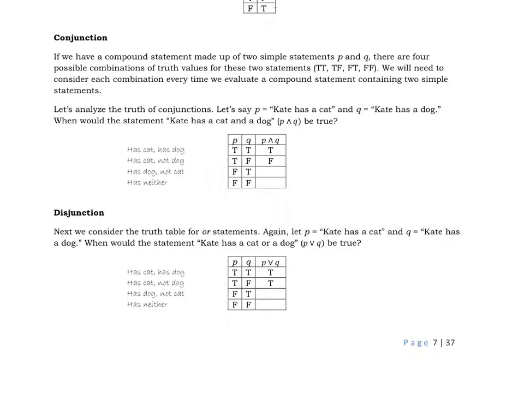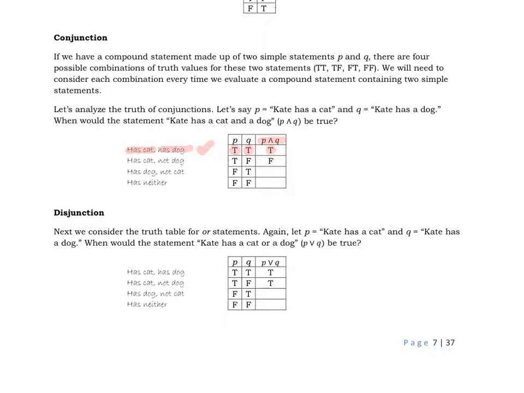All right. So looking at what's going on here, P is going to be true. So in other words, that means she has a cat. All right. And if Q is true, that means she has a dog. So if we say P and Q, Kate has a cat and a dog, is that a true statement? Well, yes, it is, because we just saw right here, she has a cat and she has a dog. So that is a true statement.